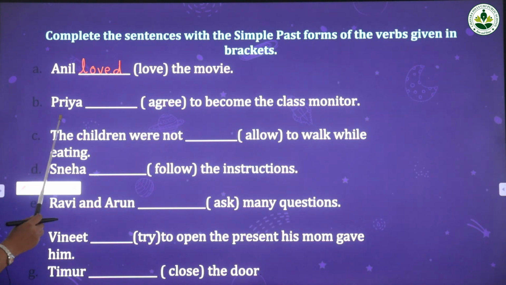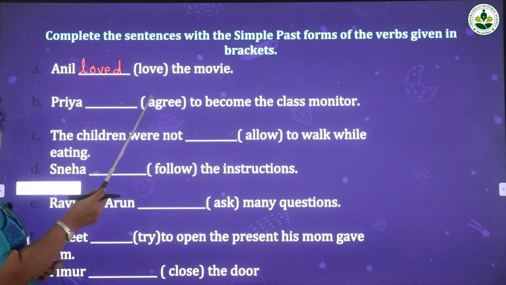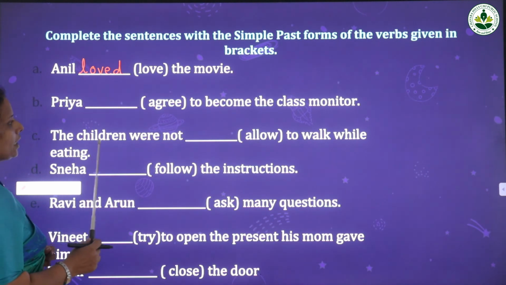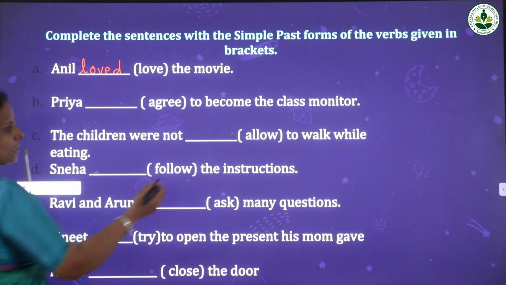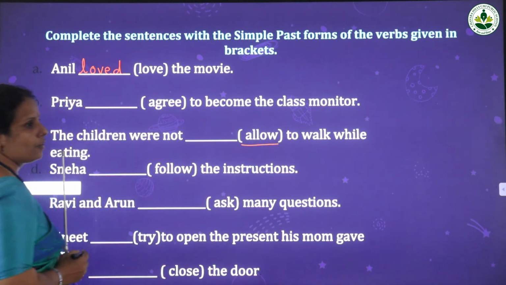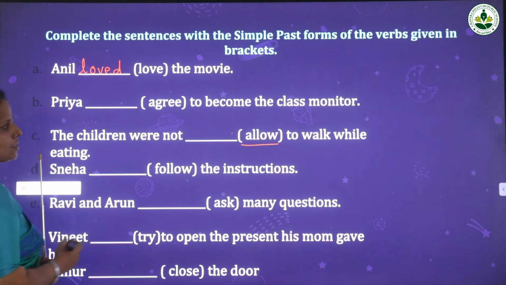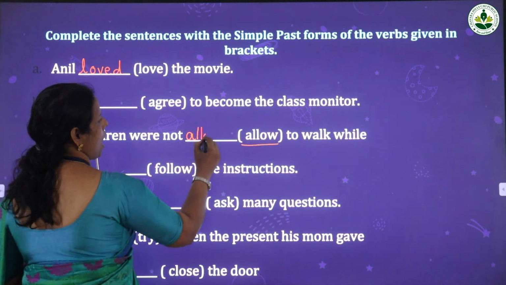Second one, Priya dash to become a class monitor. Verb is agree, and here also the verb ends with a vowel, so you add d at the end. Then next, the children were not dash to walk while eating. Verb is allow, and see the verb ends with a consonant. If a verb ends with a consonant, to form the past form, we have to add ed. The past form of allow is allowed.